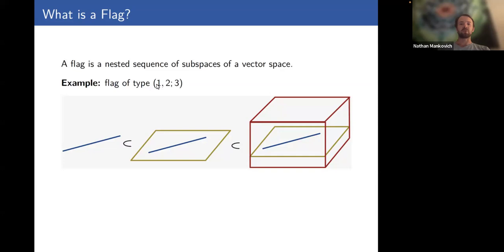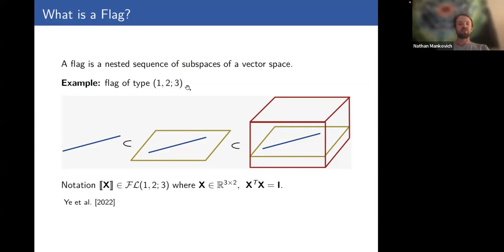So we store the type, or some people call it a signature, in this format. Obviously, when I defined a flag, I said this just has to be a nested sequence of subspaces of a vector space. So the dimensions can be different. We'll talk about that in a moment.